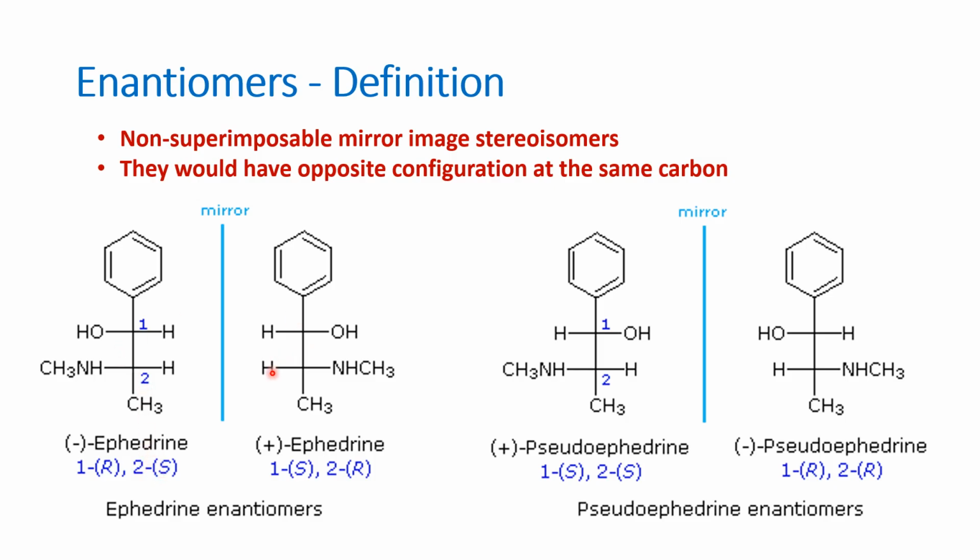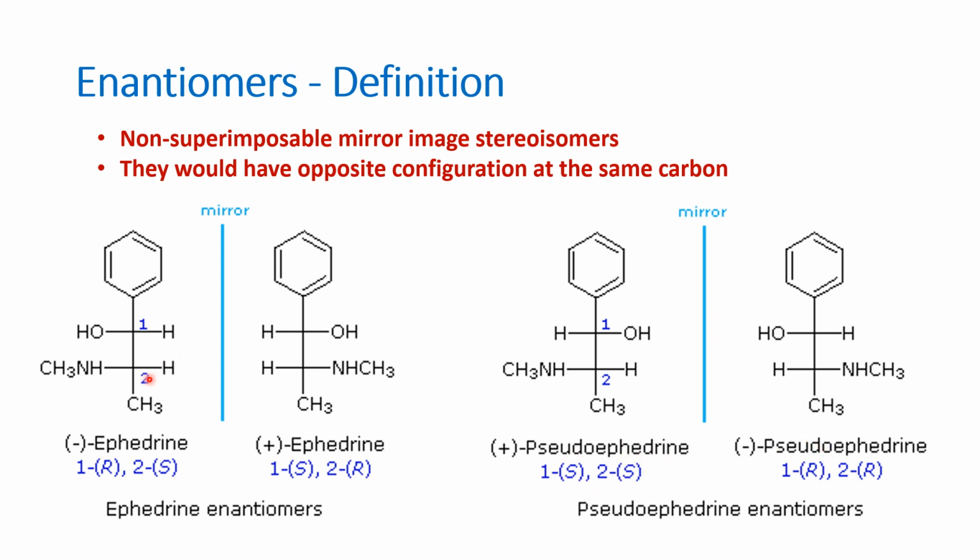So the mirror image will be opposite. 1 will become S and 2 will become R. That is what is stated here. So they would have opposite configurations. So if they are enantiomers, they will have opposite configurations. On the other hand, when we see these two pairs, again, 1 is S, 2 is R, and 1 is S, 2 is R. So we see here they have opposite configurations.